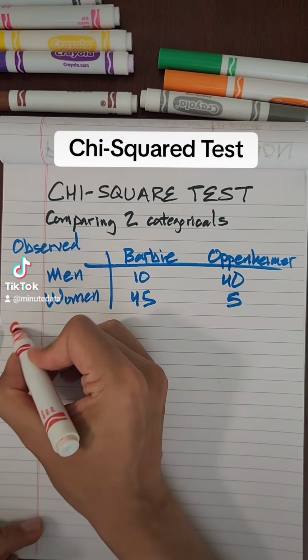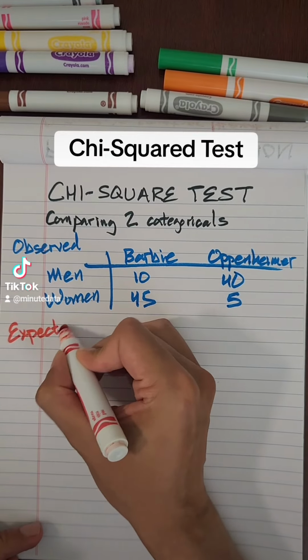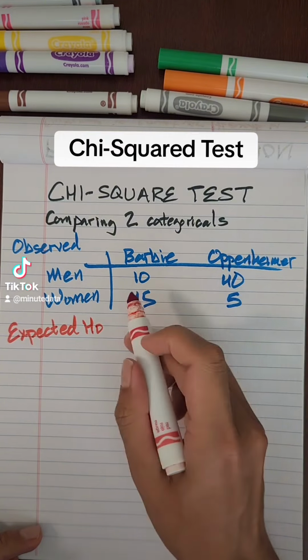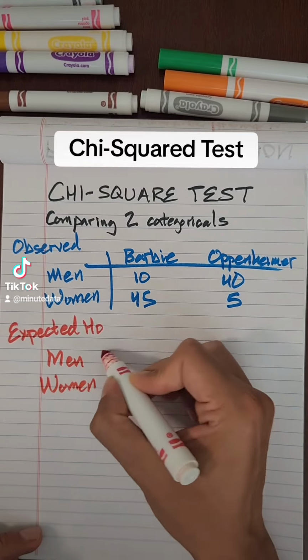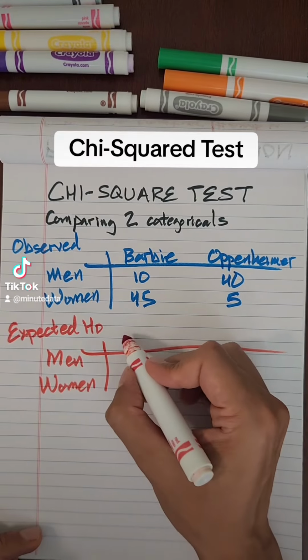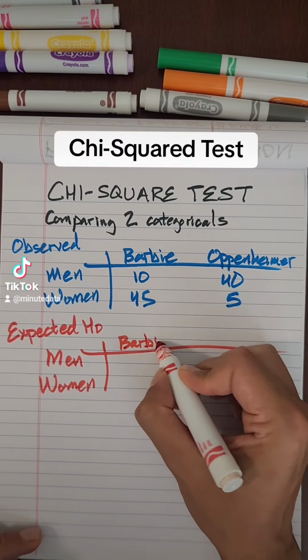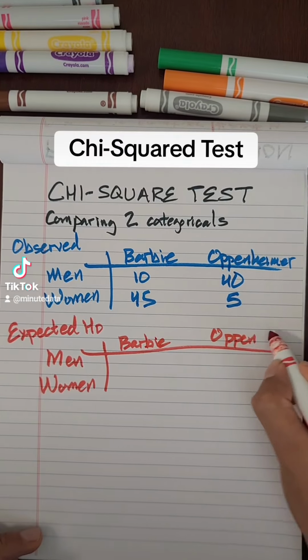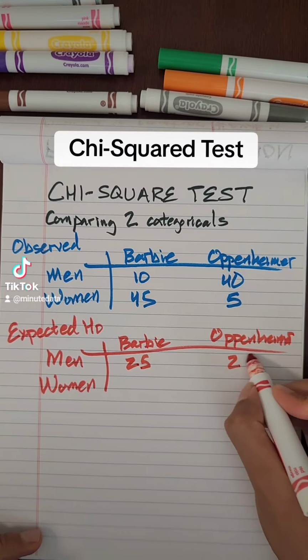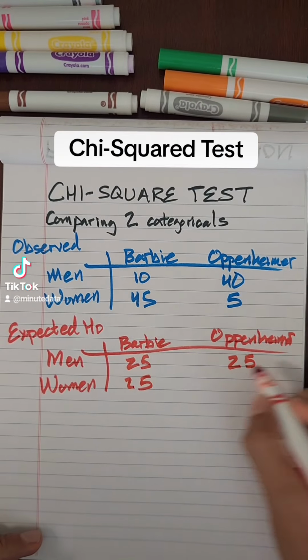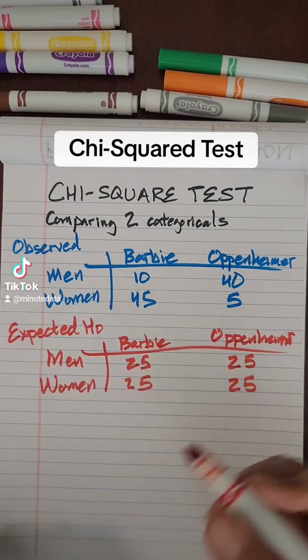So if there were no difference in terms of movie preferences, what would the expected distribution be? So again, we're assuming there's no gender preferences for these movies, so we would actually expect them to be evenly distributed. So it would be 25 Barbie for men, 25 Oppenheimer for men. Same thing for women, it should be evenly split between Barbie and Oppenheimer.